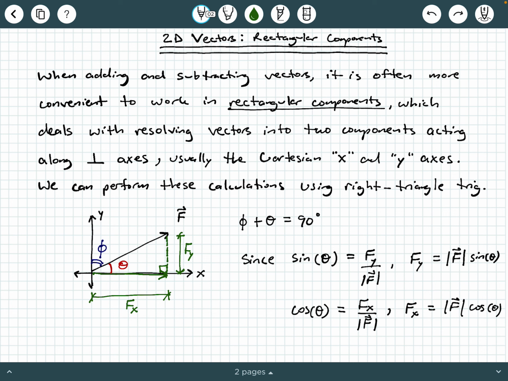Now, you could also sketch that Fy along the y-axis. You could sketch it over here as well. Now, why is that important to me? Why am I pointing that out? Well, you don't only have to use theta from the positive x-axis. You can use phi, that's a reference angle off the positive y-axis, right?